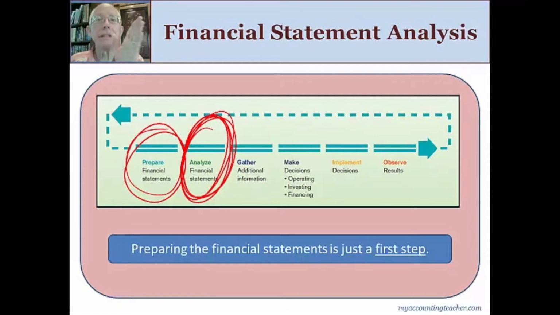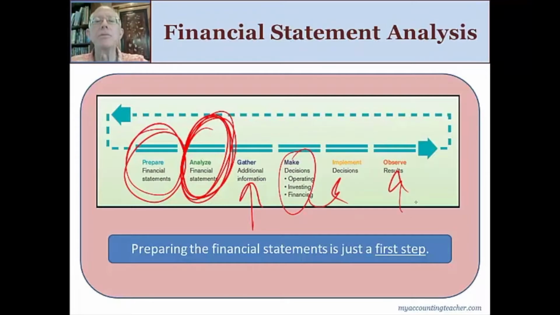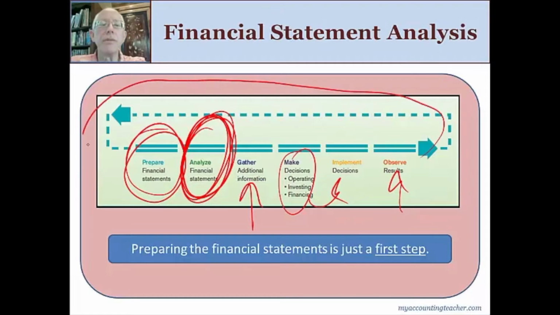Often it'll be the case that analysis of the financial statements will point you to other places where you need to gather additional information. Often the most useful role of financial statement analysis is to tell you where you need to go and find out more information. You're then going to make your decisions and implement those decisions and then see what happens. Observe the results. Those new results will result in new transactions, which will then feed into new financial statements, which you'll then analyze. And that'll point you to gather additional information. You make new decisions, you implement those and see the results, and you keep going around and around.